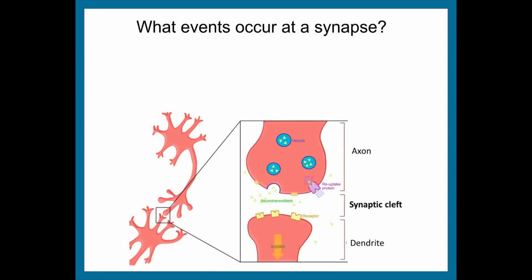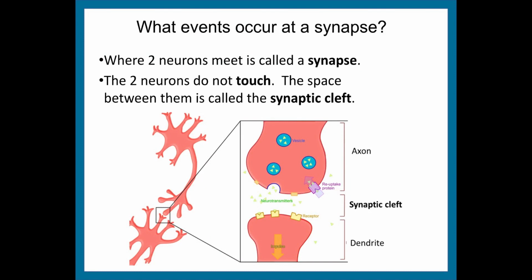Now, what events occur at a synapse? A synapse is where two neurons meet. So it's the end of one neuron and the beginning of another. So the two neurons do not touch. There's a space between them, and that space is called the synaptic cleft.